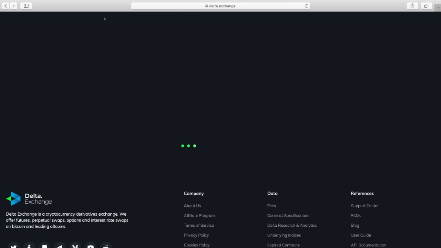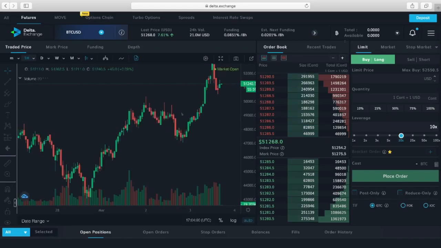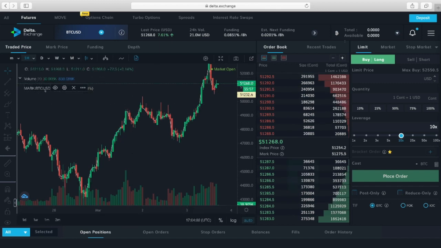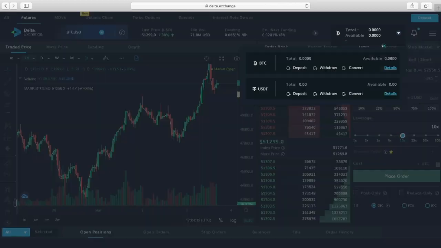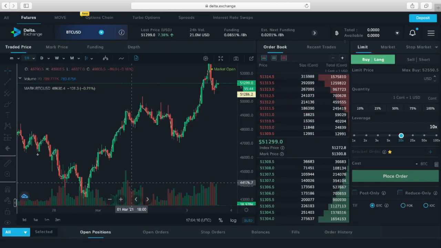Okay, now we go to the dashboard. This is the exchange. You can make every trade you want here. This is BTC versus USD. This is the order book, like we see here, and here you can buy long or sell short. You can buy limit or market. You can buy at market, and it's very easy.